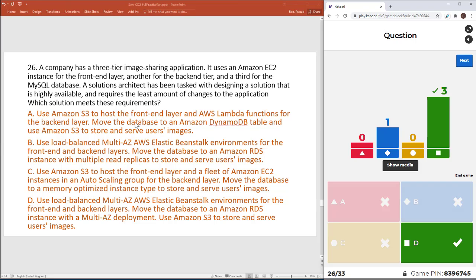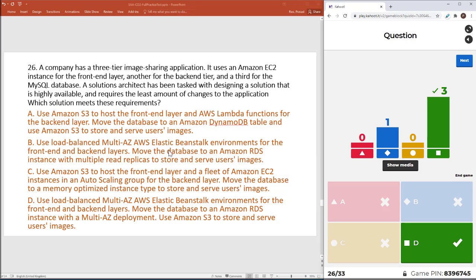Cool. So options A and C are eliminated because the question says the least amount of changes to the application. It starts with a line that it uses Amazon EC2 instances for the front-end layer, and options A and C say use Amazon S3 to host the front-end layer. So A and C are gone. There is a confusion between B and D. Now let's read them. Both of them use load-balanced multi-AZ Elastic Beanstalk environments. Great. For front-end and back-end layers, that is very much possible.